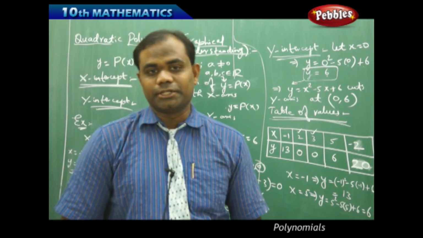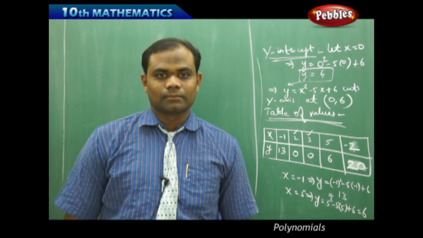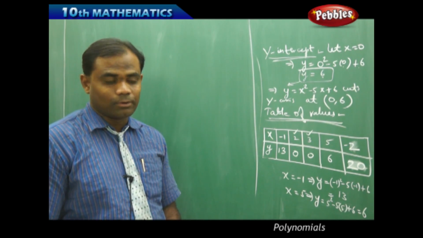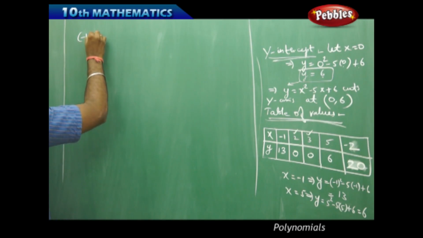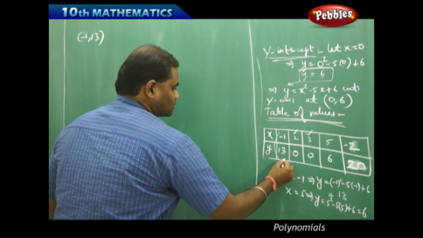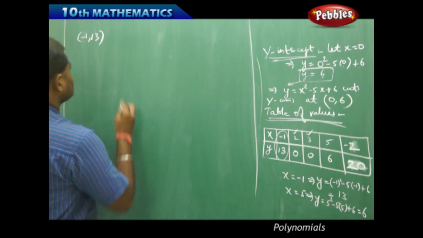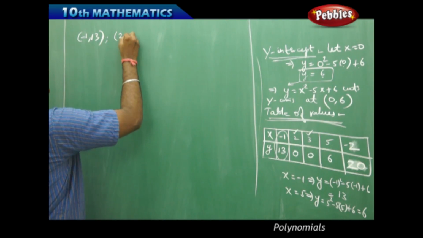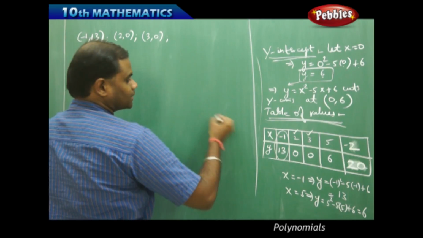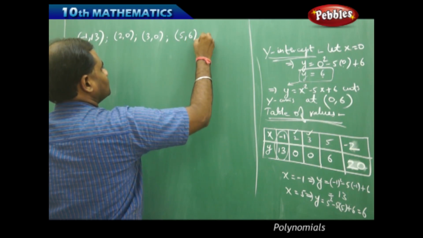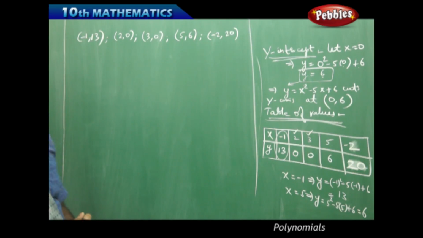So let's see how the shape of the quadratic polynomial would be when I plot these points on the real xy coordinate system. Now continuing with drawing the graph, let's plot these points, with the first point as (-1, 13), so x equal to -1, y equal to 13 gives me the first coordinate. The second coordinate is (2, 0), and the third coordinate is (3, 0). The fourth coordinate is (5, 6), and the last coordinate is (-2, 20). This is how I took the different coordinates.